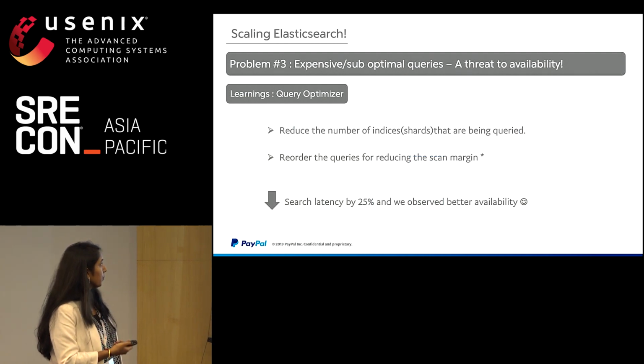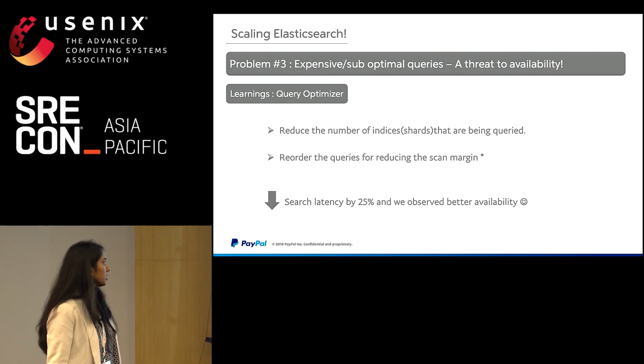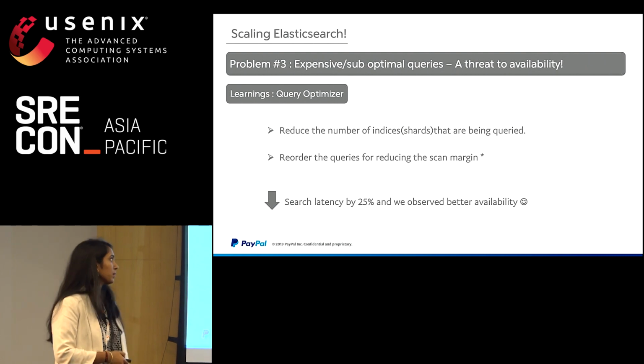So this is just about, in this case, we reduce the number of indices. You can also reorder the queries in such a way that you bring down the scan margin, because of which our search latency came down by 25%, and we got better availability.